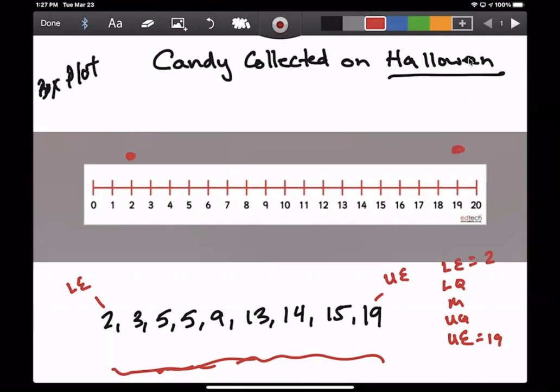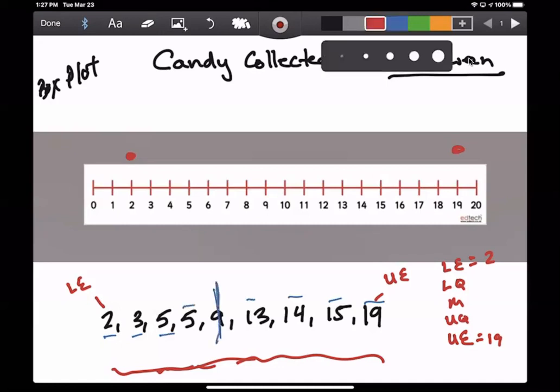Next easiest for me to find is my median. I remember from back in the day, in order to find the median, I just cross out the biggest and smallest till I get to the middle. So I'm going to cross out the biggest, the smallest, the biggest, the smallest, the biggest, the smallest, the biggest, the smallest. And so I know my median right here in the middle is 9. That's my median, so I'm going to put that dot right here.